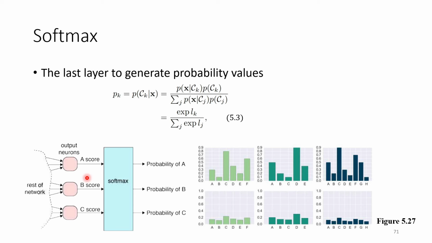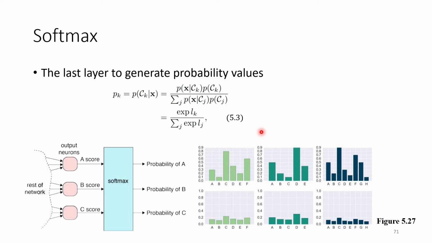The larger the score, the larger the probability value. Why? Because it is an exponential function, and the exponential function is monotonically increasing. So the larger the score, the larger the exponential value. And the denominator is just the sum of those exponential values.